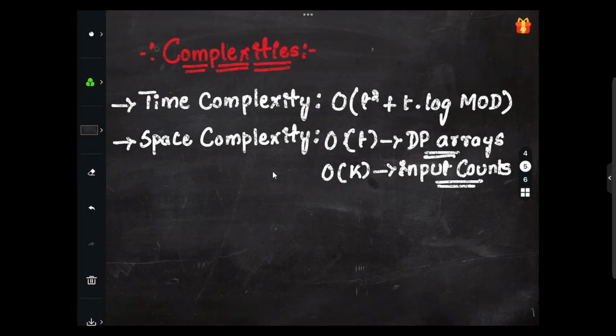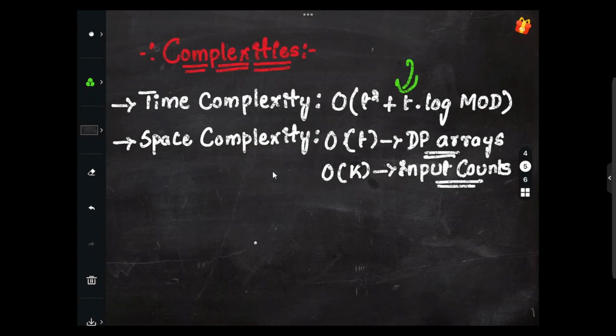As we are making use of the dp, we will scan up to current total for each color, which is almost equivalent to t square, right? Each multiply step uses NCR with the modular inverses, as I've said. So each multiply step uses one NCR with the inverses, which is almost equivalent to t into log mod, right? So overall time complexity would be big O of t square plus t into log mod.